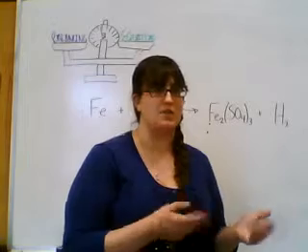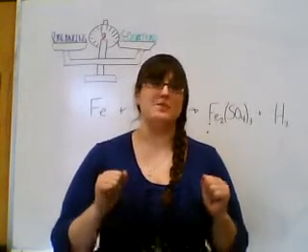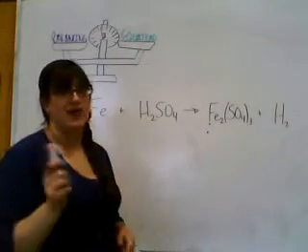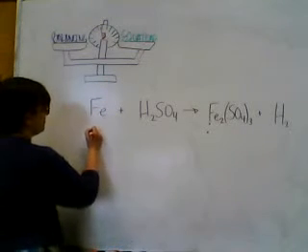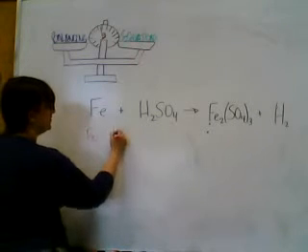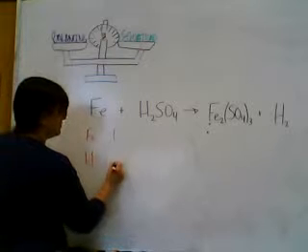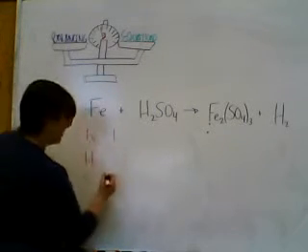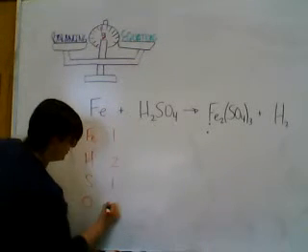So what we start with and what we end up with might be rearranged, but you're going to have the same amount. So we're going to use red for reactants. So let's go over to our left. We have iron, and on our left-hand side we have one iron. We have hydrogen, and we have two of those. And we have sulfur, and we have one of those. And we have oxygen, and we have four of those.